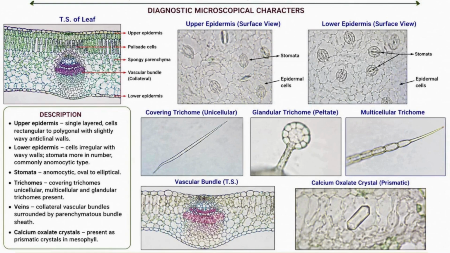within the mesophyll. Therefore, the major identifying microscopical features of the Tulsi leaf are anomocytic stomata, different types of trichomes, collateral vascular bundles, and prismatic calcium oxalate crystals. Together, these characters provide valuable evidence for the pharmacognostic identification, evaluation, and authentication of the Tulsi leaves.